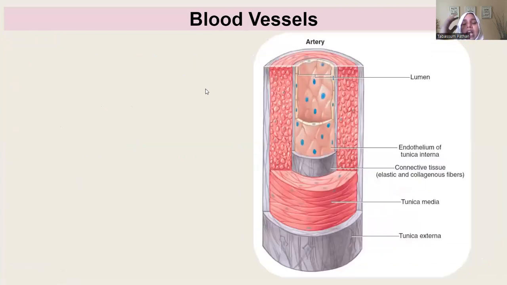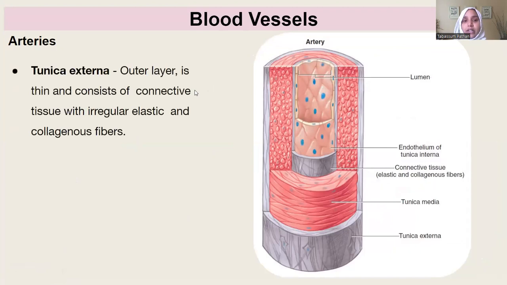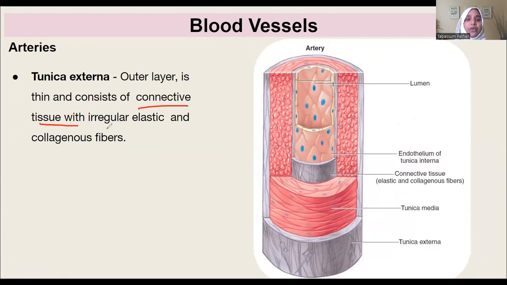When we cut the artery, how does the wall of the artery look? It has three layers: outer layer, inner layer, and middle layer. The outer layer is known as tunica externa, made up of connective tissue, irregular elastic and collagen fibers. These are all different types of connective tissue. These are white elastic fibers and yellow collagenous fibers, which give tensile strength and strain resistance to the arteries. So they are strong as well as, at the same time, flexible, elastic in nature.